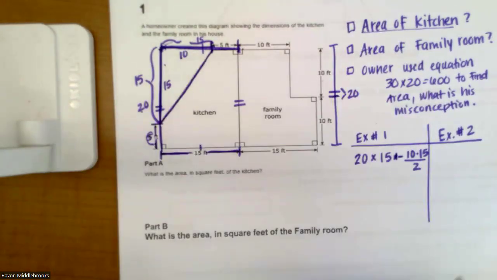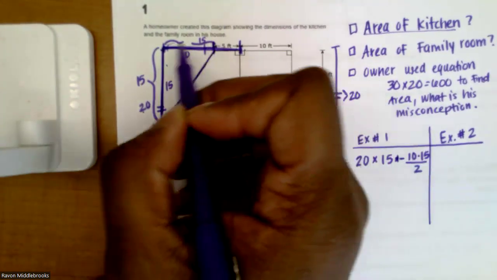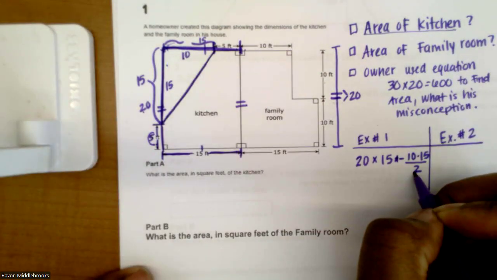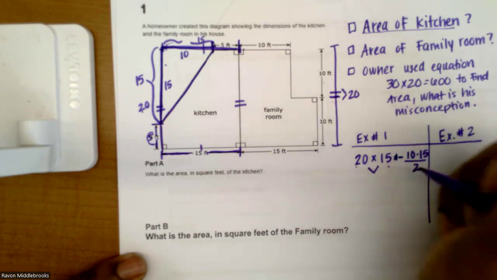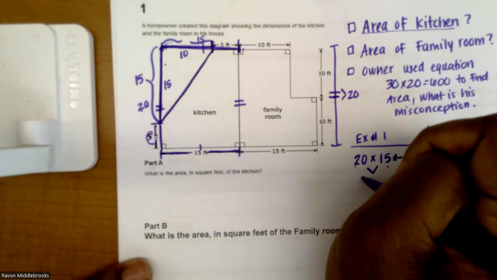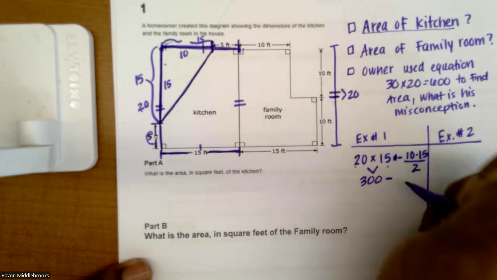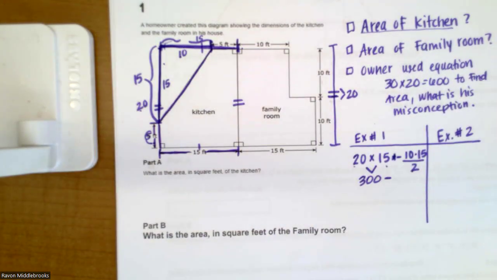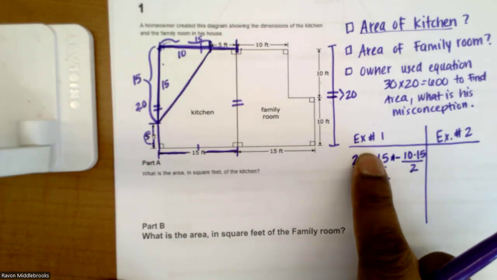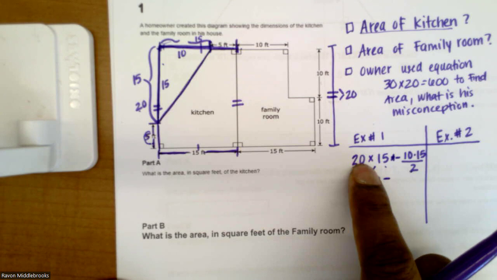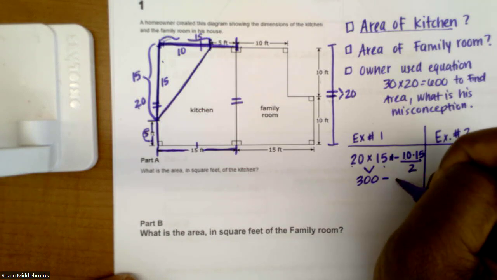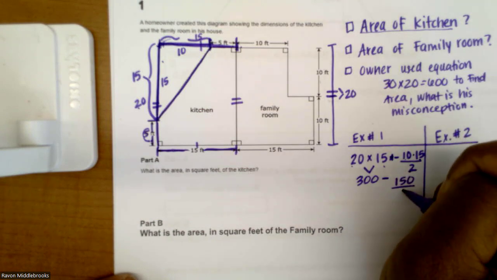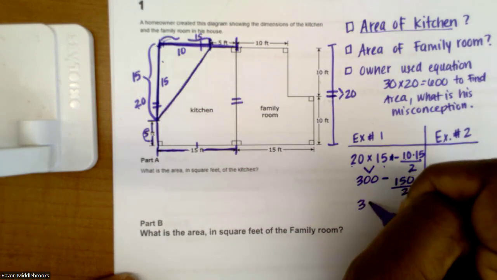However, it's a triangle. And since it's a triangle, I have to multiply the base times the height and then divide it by 2. Whereas this whole side is a rectangle, which I just multiply the base times the height. So here we have 20 times 15, which is 300. How do I know that's 300? Well, I know that 2 times 15 is 30, and then at another place value is 300. 10 times 15 is 150, and 150 divided by 2 is 75.